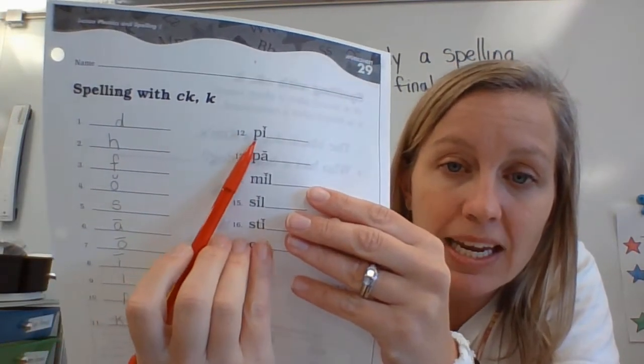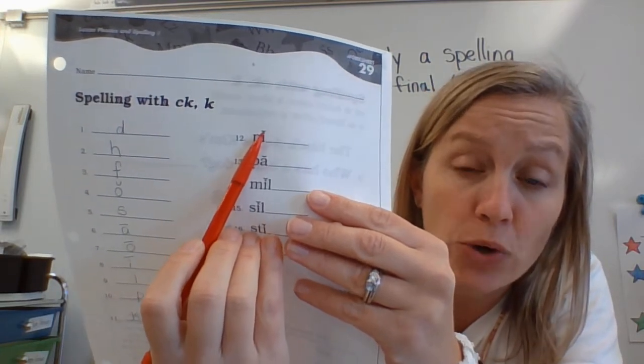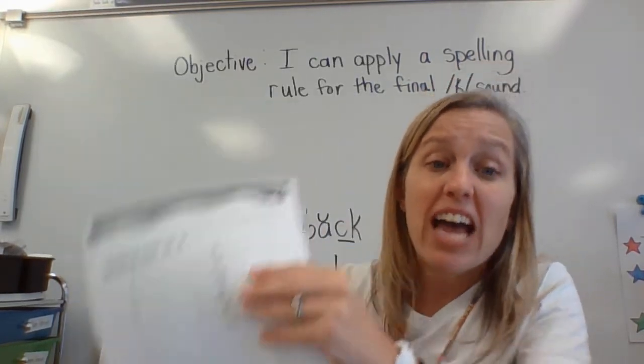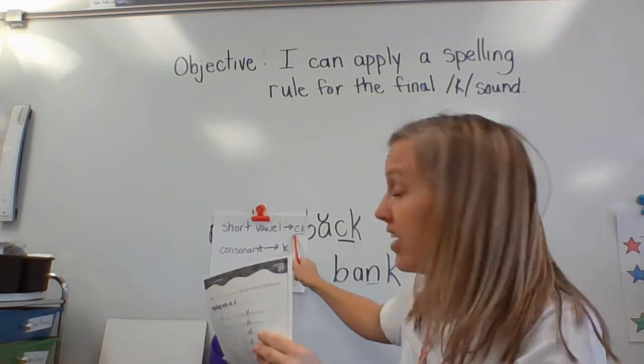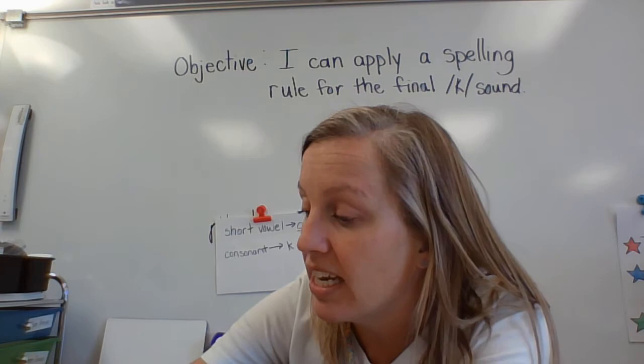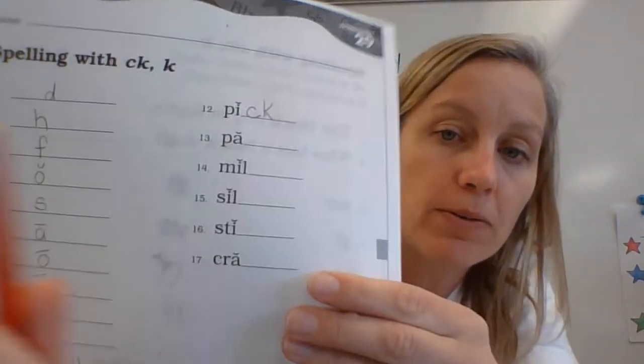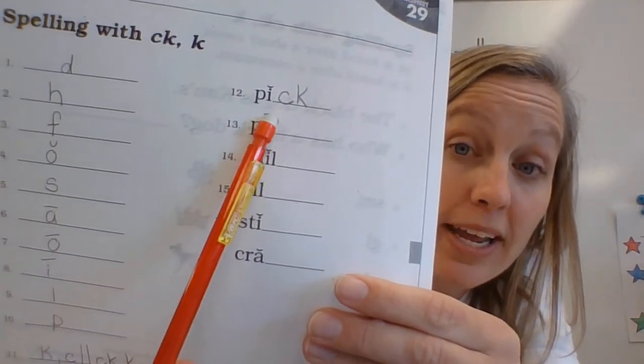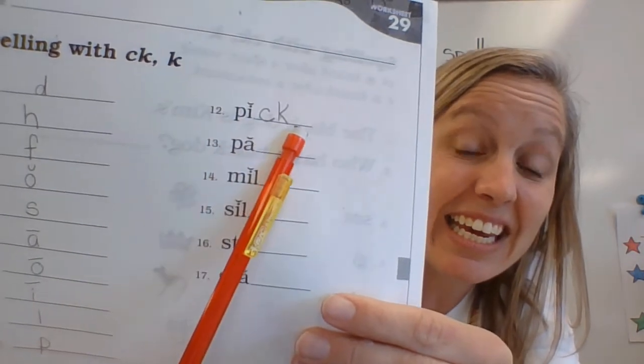We have P-I, and it looks like it's a short I, which sounds like I. If I have a short vowel and then the K, we're going to use a CK. So let's go ahead and write our CK after that short vowel. And now let's read it. Ick, pick.